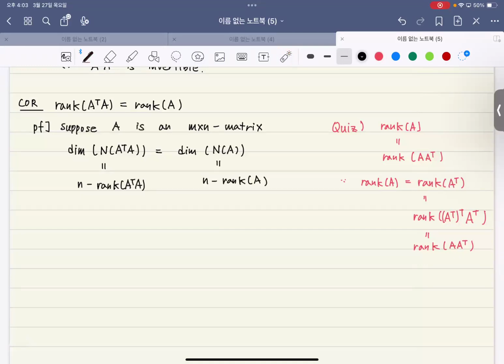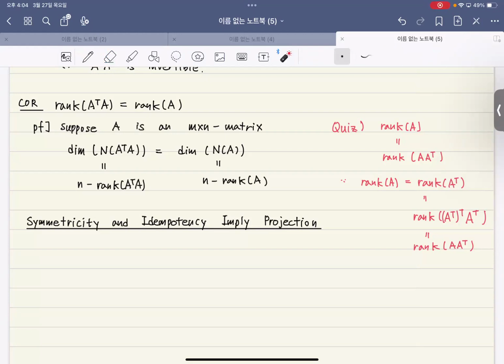Before I end this section, I have to introduce some digression, but a very important digression. Symmetricity and idempotency imply projection. Okay, what does it mean? For any projection matrix, we can expect two important properties.